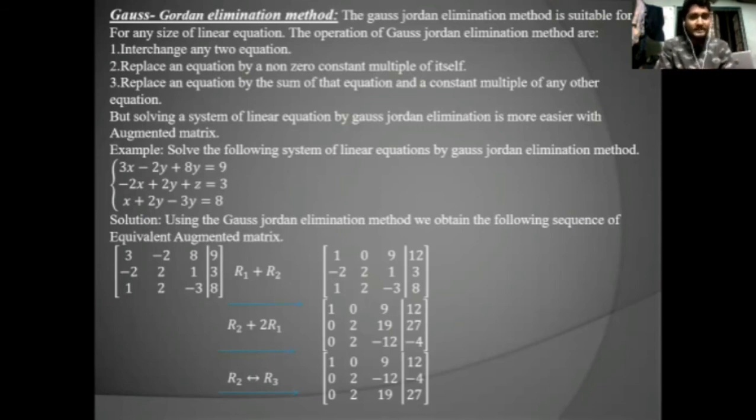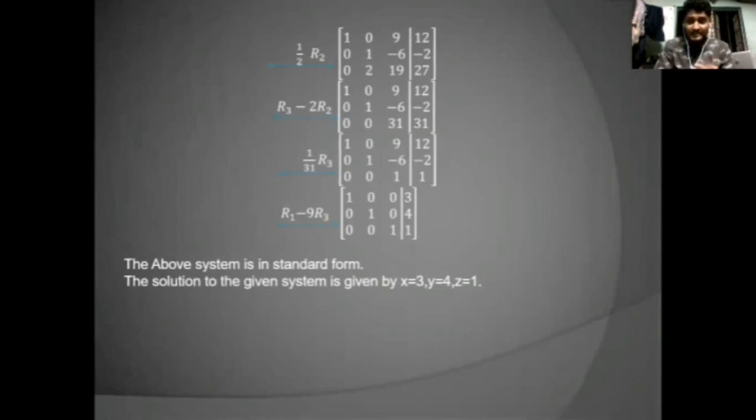Example: solve the following system of linear equations by the Gauss-Jordan elimination method. 3x minus 2y plus 8z equals 9, minus 2x plus 2y plus z equals 3, x plus 2y minus 3z equals 8. Solution: using the Gauss-Jordan elimination method, we obtain the following sequence of equivalent augmented matrices. After calculating, we get a unique solution, ending with the identity matrix. The above system is in standard form. The solution to the given system is x equals 3, y equals 4, and z equals 1.